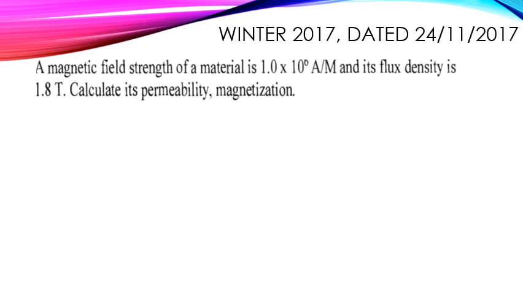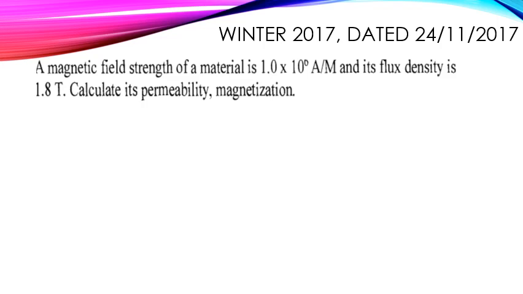Let us begin with the first question of the year 2017. The magnetic field strength of a material is 1 into 10 raised to 6 ampere per meter and its flux density is 1.8 Tesla. Calculate its permeability and magnetization.